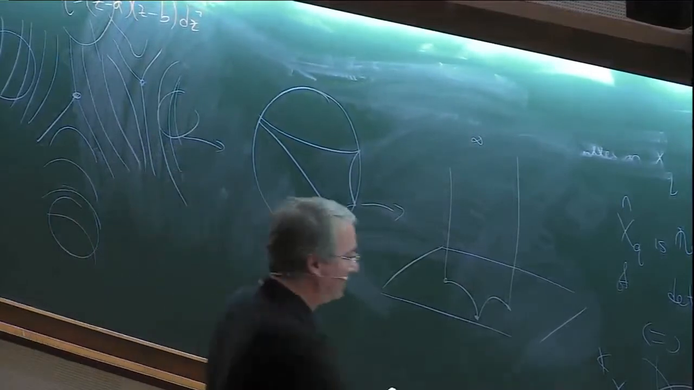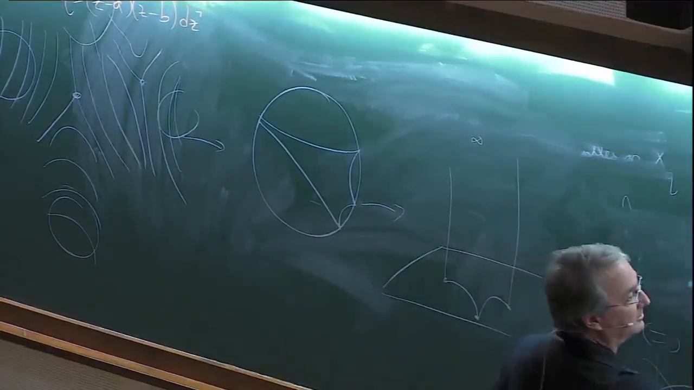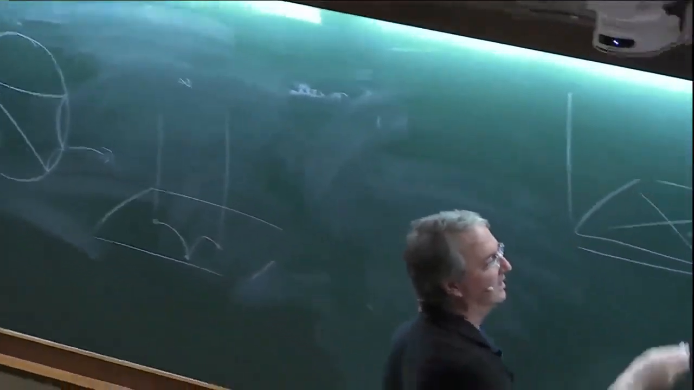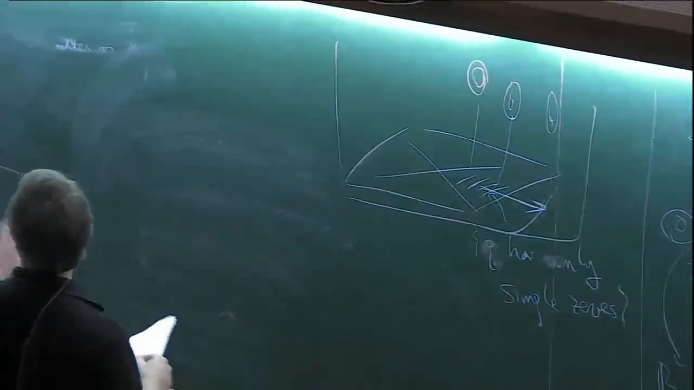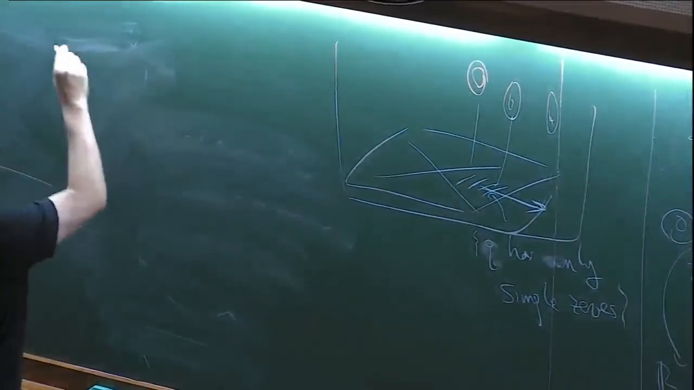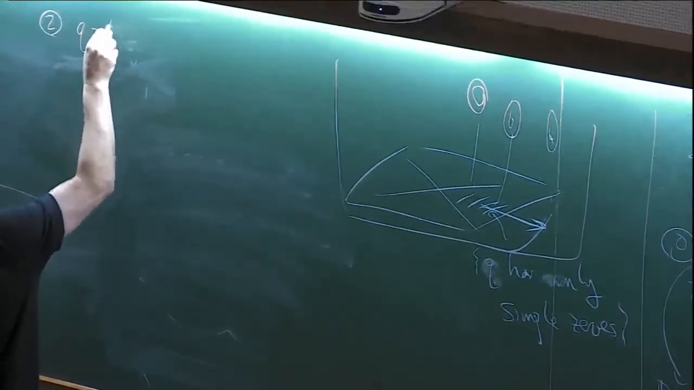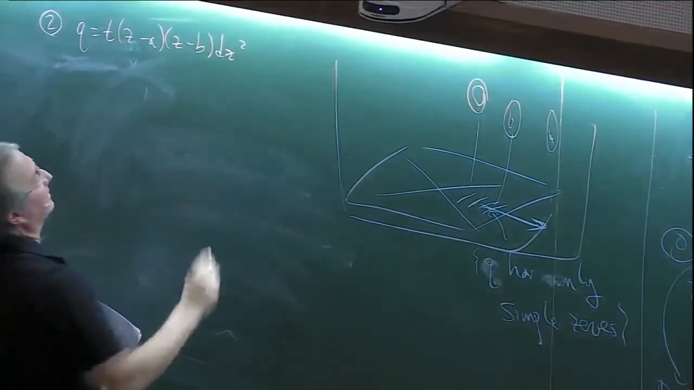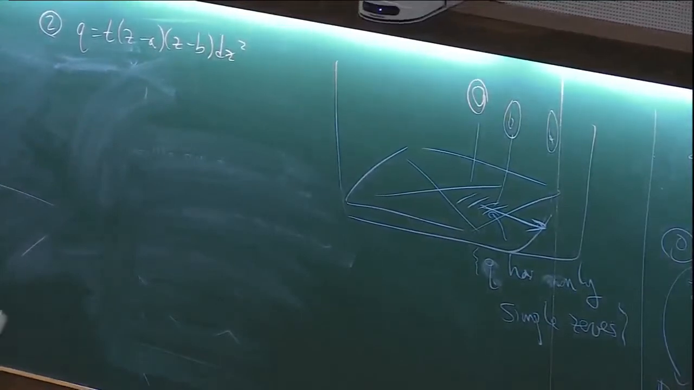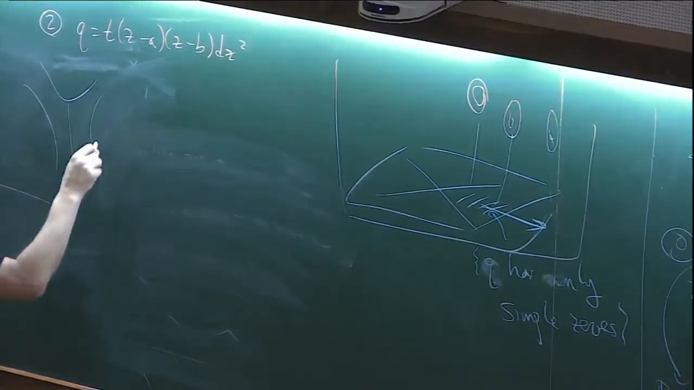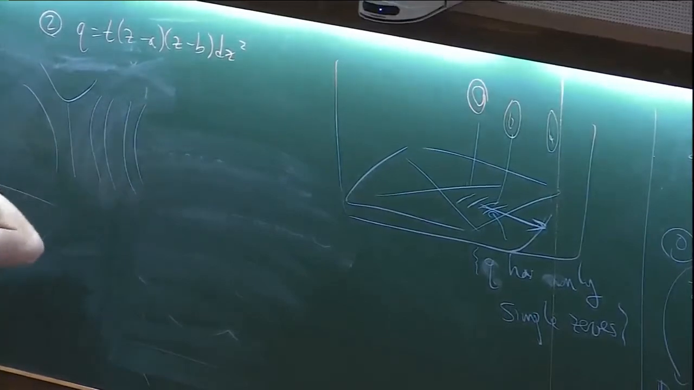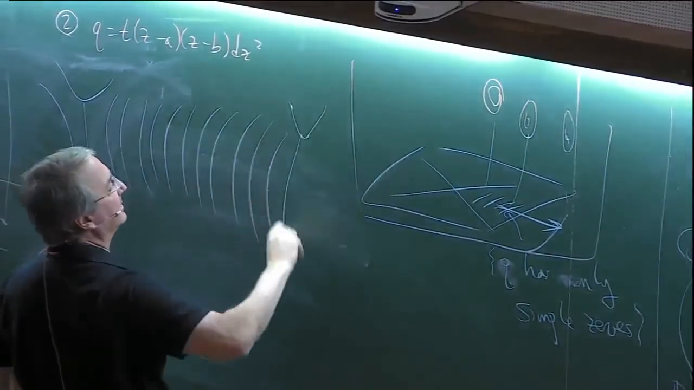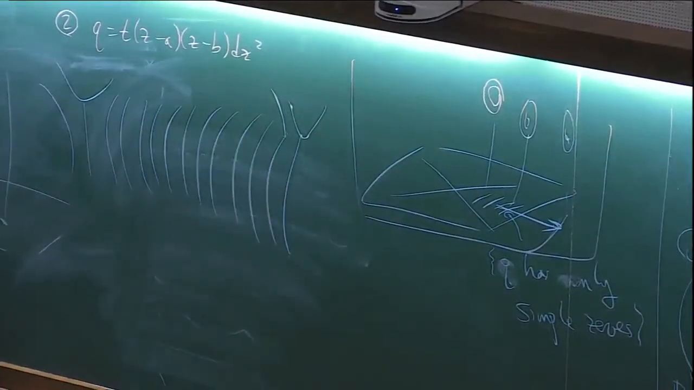However, the way I set this problem up, I was interested in what happens as I leave all compact sets. So this is not actually a good example for me. The example I should really be looking at is Q is T times (Z minus A)(Z minus B) dZ squared. So this picture I drew is not the actual picture I care about. The actual picture I care about is something like that, where the zeros are very far away.